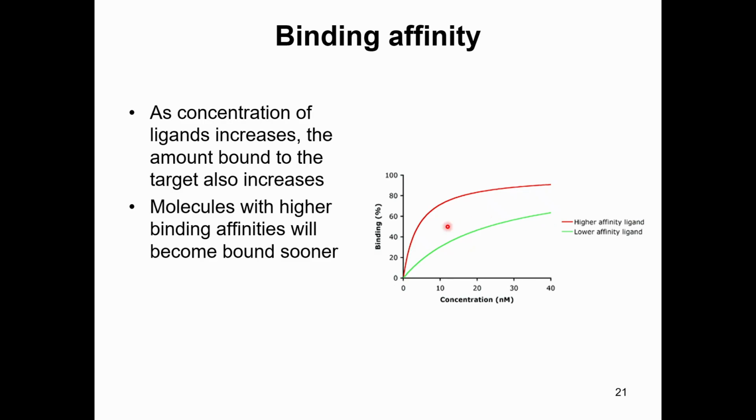So, say that at 60% binding, you get a pharmacological effect, a favorable effect. It treats the disease. Well, for the red drug here, you'd only have to add a little bit to get up to 60. But for the green drug, you'd have to add 40. So we have, what, 5 compared to 40. You'd have to add 8 times more of the drug, something like that. So molecules with higher binding affinities, which means lower KDs, they become bound sooner as you increase the concentration.